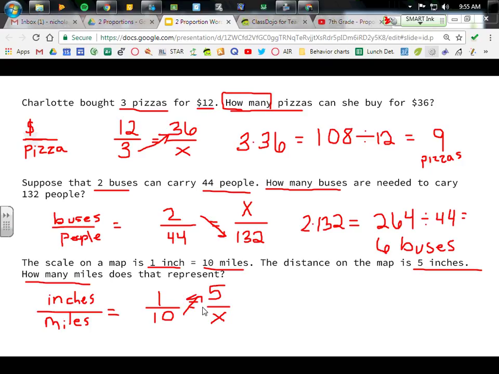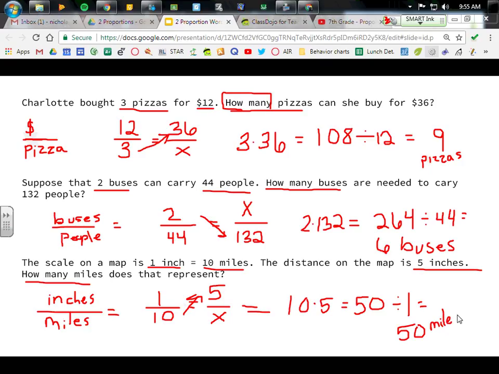Cross multiply. 10 times 5 is 50. And just for the sake of continuity, we'll go ahead and divide 50 by 1, since that's the leftover number. And we know that that's going to be 50 miles.